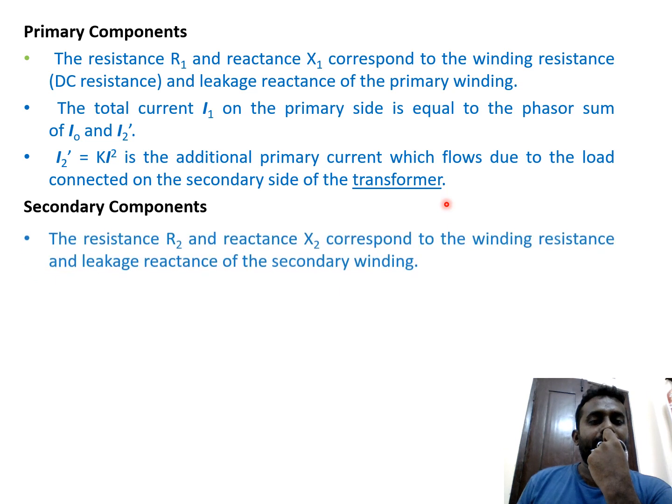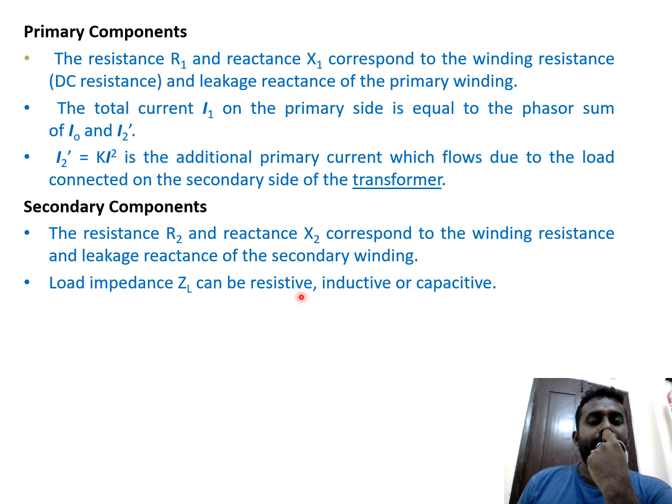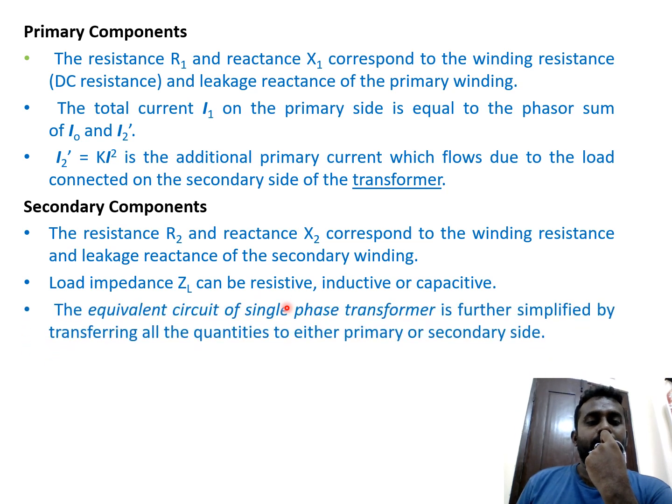Now the secondary components. As we have resistance and reactance in the primary, we also have resistance and reactance in the secondary, denoted as R2 and X2. And the load impedance ZL can be resistive, inductive or capacitive, any load that can be connected. So the equivalent circuit of a transformer is further simplified by transferring all the quantities to either the primary or secondary side. You need to transfer, because they are not physically connected, either from primary to secondary or secondary to primary, for ease of calculations.